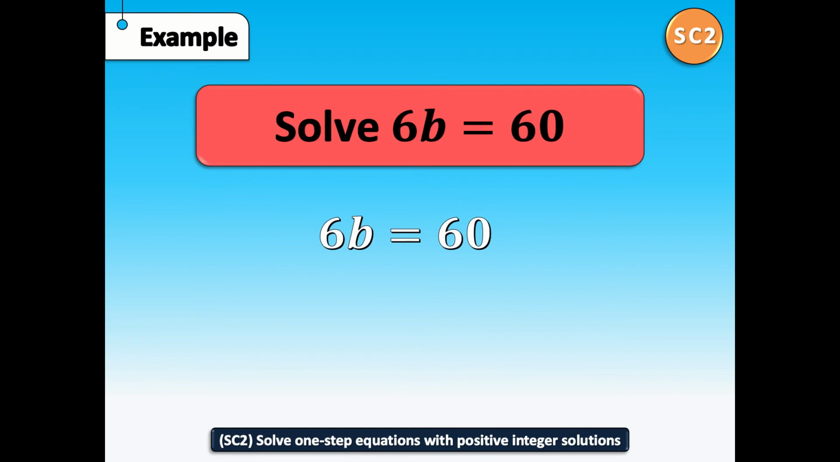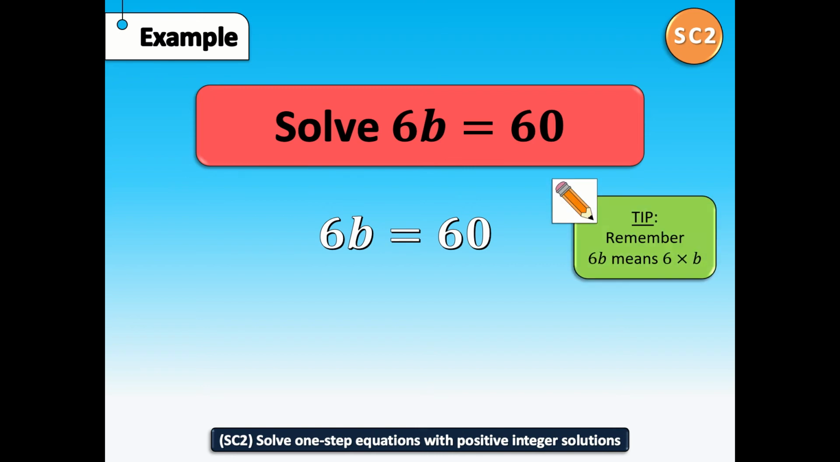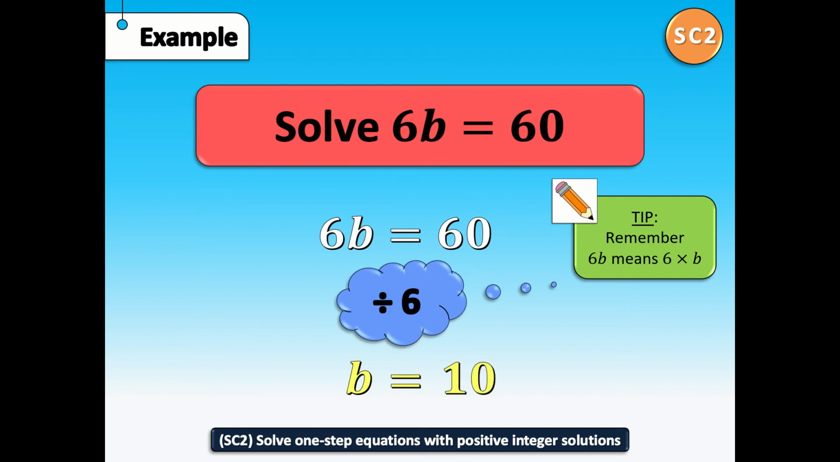Again, if we want to solve this equation, 6b equals 60. This means we want to find out what number, when we times it by 6, makes 60. Again, you can probably do this in your head, but if we use inverse operations, it'll help us to solve harder equations. So the inverse of timesing something by 6 is to divide it by 6, which means b equals 10.